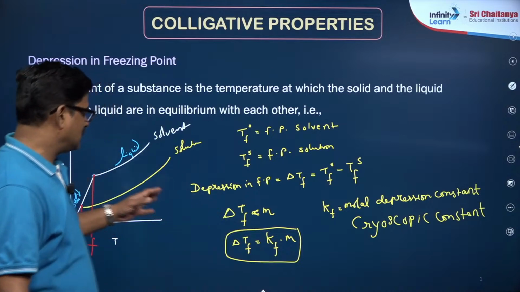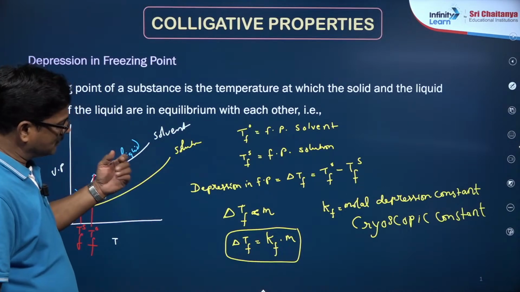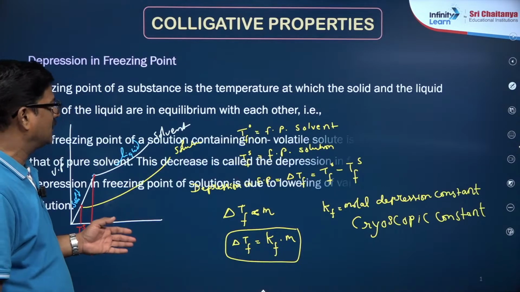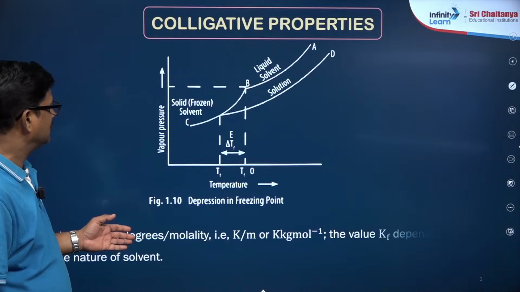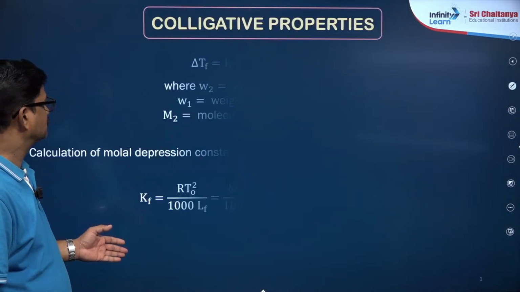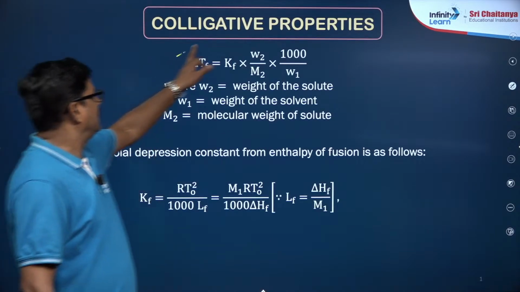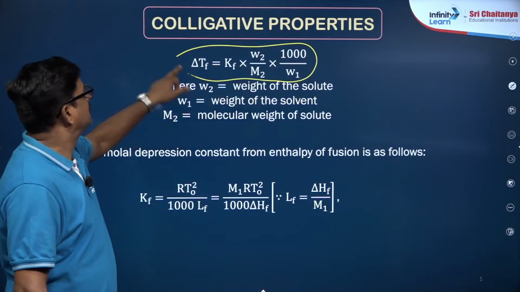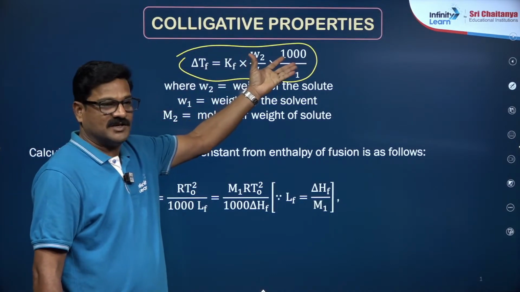So, if molality is 1, then delta Tf is going to be Kf. Okay, that is calculated. You can also calculate molecular mass from the molality. That's what is mentioned here. Delta Tf you can calculate from molality directly.